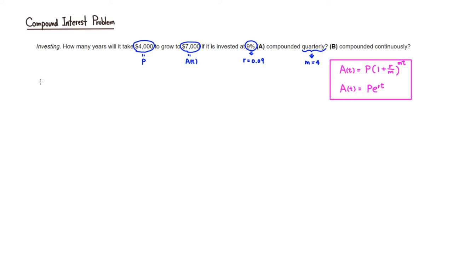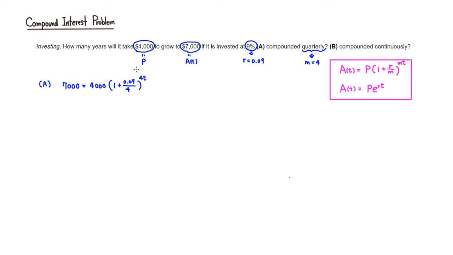So let's plug everything in to do part A. We're going to use the top formula here. A of T is 7,000, the future value, and P is 4,000. Then the quantity 1 plus R, which is 0.09, over M, which is 4 in this case. Then raise it to the M times T, so it's 4 times T. So all you really have to do is solve this equation for T.